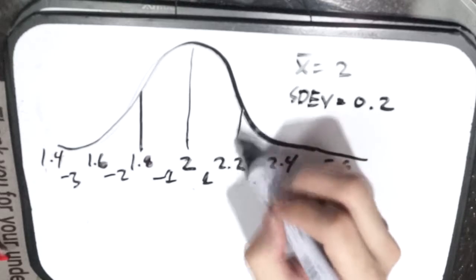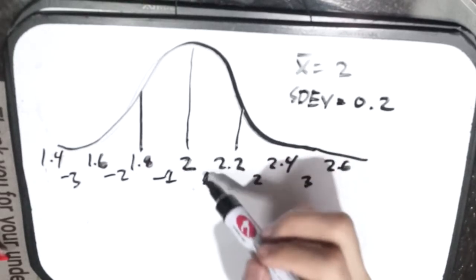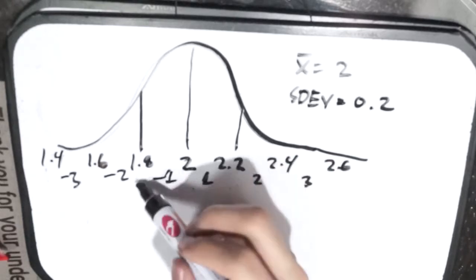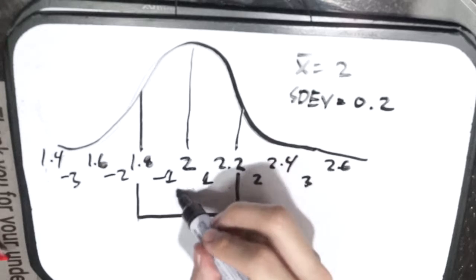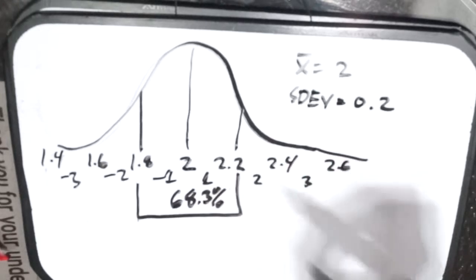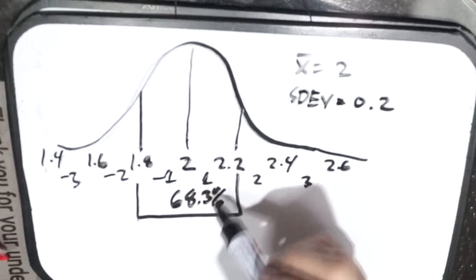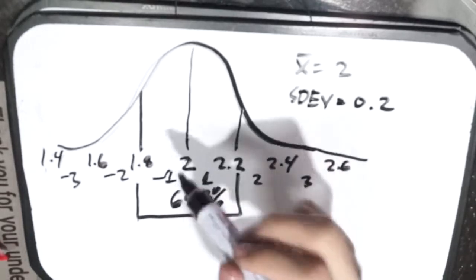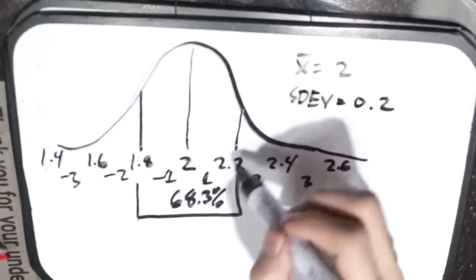1.8 to 2.2, which is 1 standard deviation on either side of the mean, you would have almost 68.3% of everything in that normal distribution. In other words, 68.3% of everything has a value of 1.8 to 2.2 in this normal distribution.